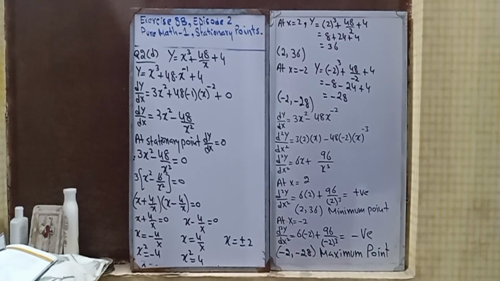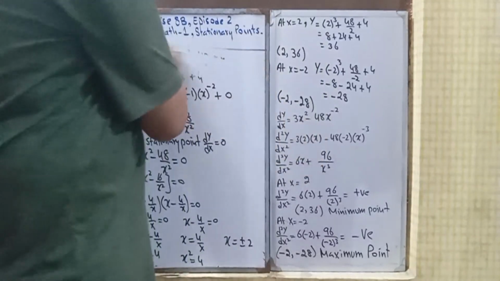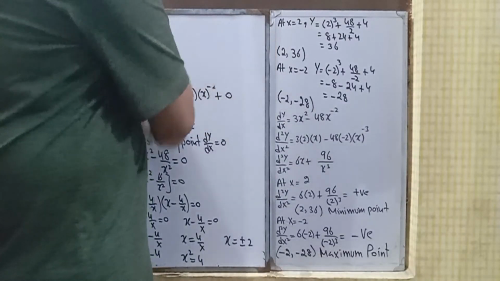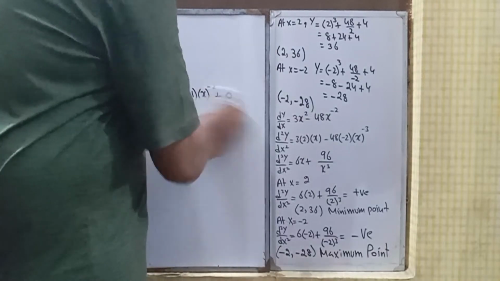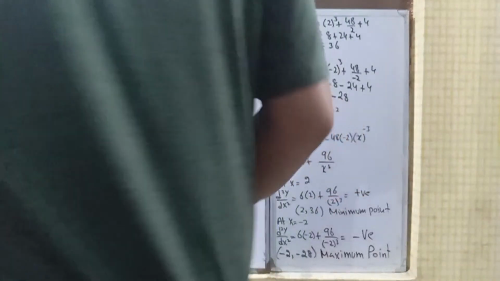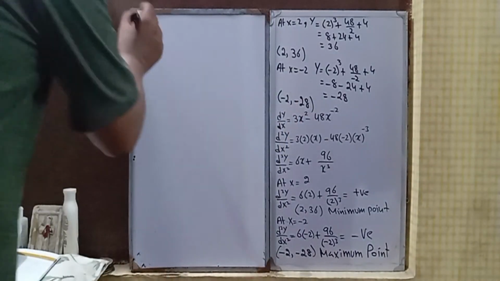Okay, so let's go to the next part of question number 2. We have done the D part. Now we are going to do the E part, question number 2 and its E part. So this is exercise 8B. I'm going to attempt question number 2 and its E part.